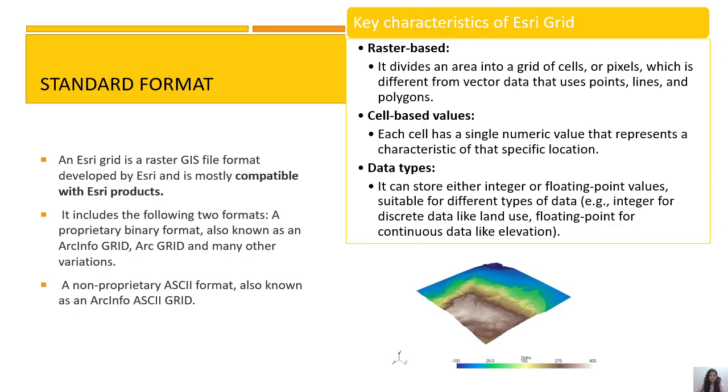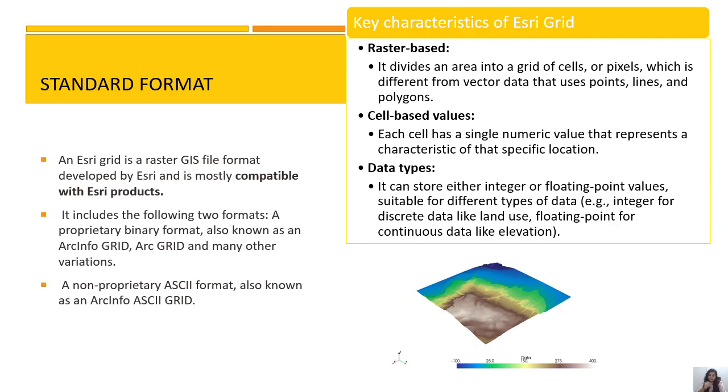Another one is ESRI Grid. ESRI Grid is one of the products developed by ESRI, a huge company of developers. They have made it into an accessible format that allows two types: ARC Info Grid and ARC Info ASCII Grid. So they have many variations. What does the ESRI Grid do? It divides an area into a grid of cells or pixels, which is different from vector data that uses points, lines and polygons. These work on cell-based values.